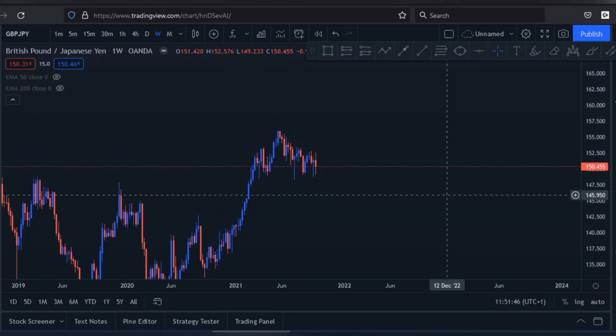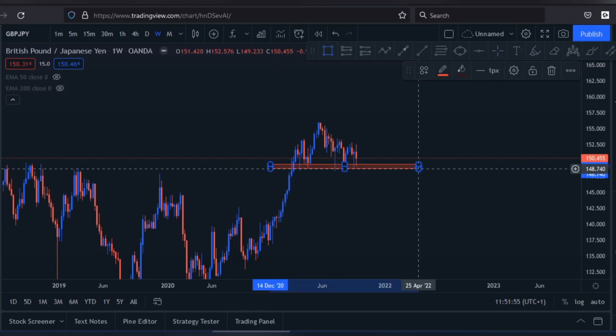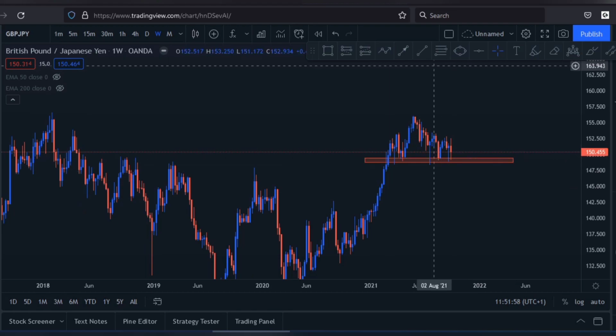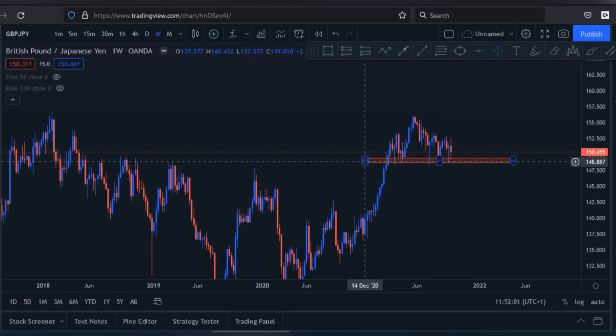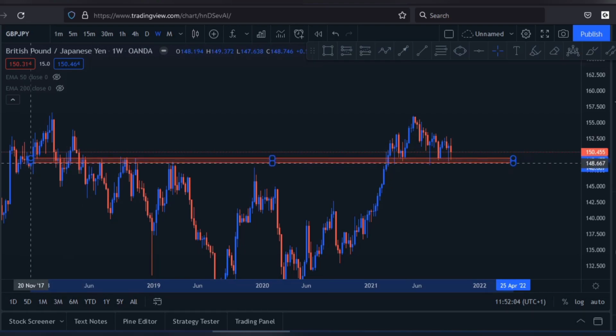So you can see price got to this level of support here, as you can see on the weekly time frame, a very key area as well, because it's rejected multiple times from there. And if we move this all the way to the left hand side, you can see that price has also rejected it several times in the past.